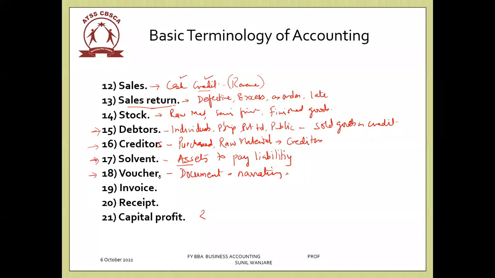Vouchers are of different types: purchase voucher, sales voucher, cash voucher, bank voucher. So as per the nature of the transaction, there are different vouchers. So if you're paying cash, you will prepare a cash voucher. If you're making a bank payment, it will be a bank voucher.